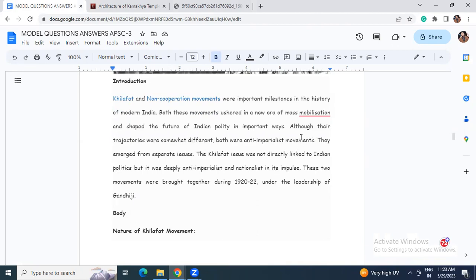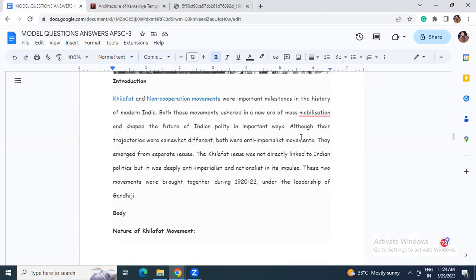Because the Khilafat movement had its own interests, different goals. Similarly, non-cooperation has different goals. But when we talk about the anti-imperialist movement, they came together, sharing the same interest from the anti-imperialist point of view.